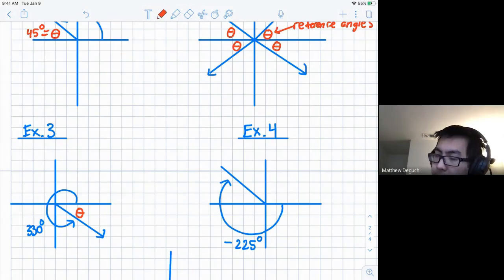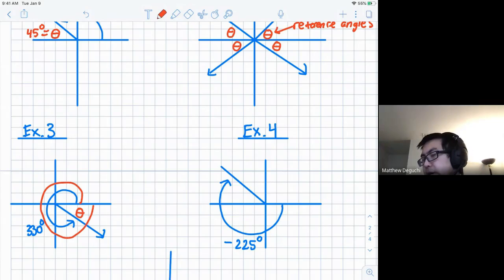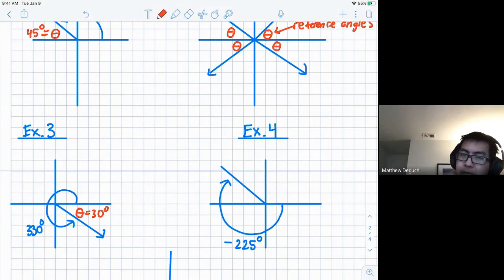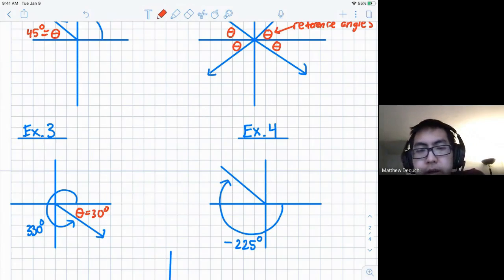Well, this 330 degrees is almost a whole circle. We know a whole circle is 360 degrees, and if that's 330, then this must be 30 more degrees, because 330 and 30 degrees add up to a whole circle. And there's your reference angle.